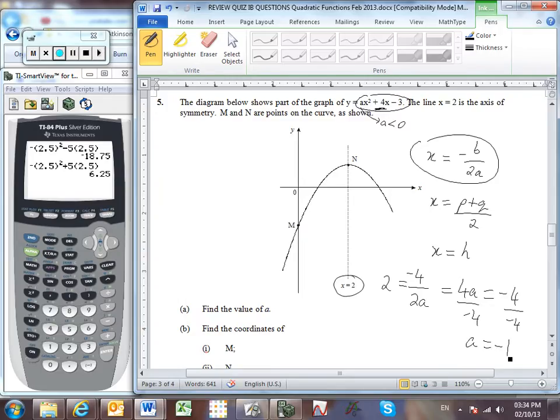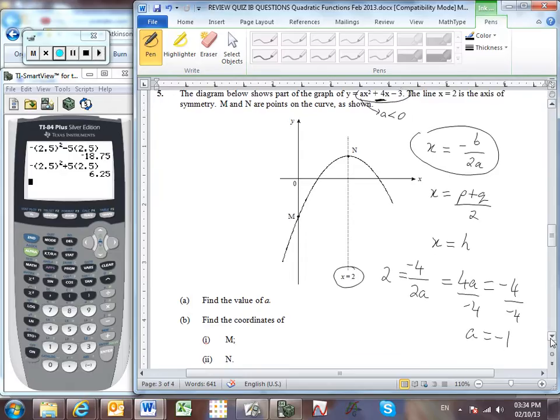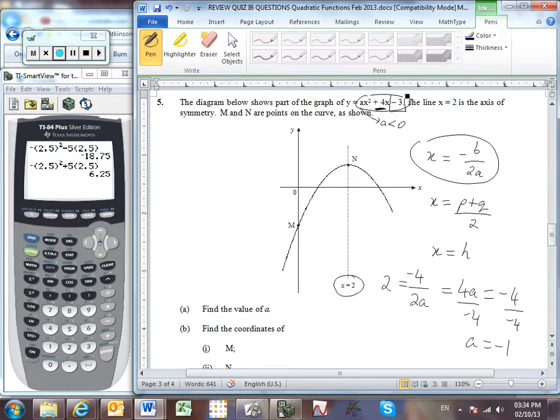Then in part B it says let's find the coordinates of m and n. M is easy to find because we can see that negative 3, the constant value in our original standard form equation, always represents the y-intercept. So m says the coordinates, so read the question carefully. We know that when x is 0 at a y-intercept, our corresponding y value is negative 3. Then it asks for the coordinates of n.